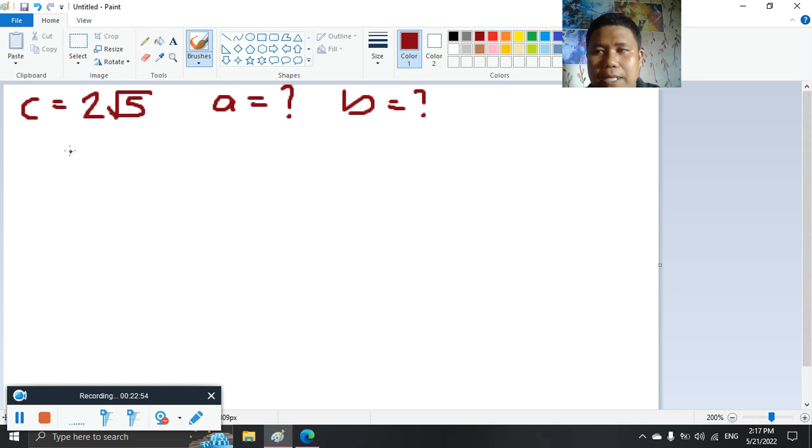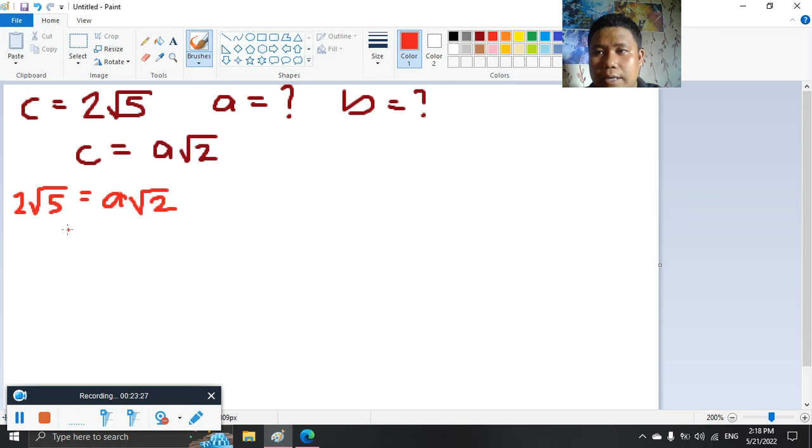Sige. Magamit gyapon ta atong formula nga C equals A the square root of 2. Okay? Gamitan ni. Then, substitute the value of C. So, ang value sa C is 2 the square root of 5. Sige, lain na itong color. So, this is 2 the square root of 5 equals A the square root of 2.